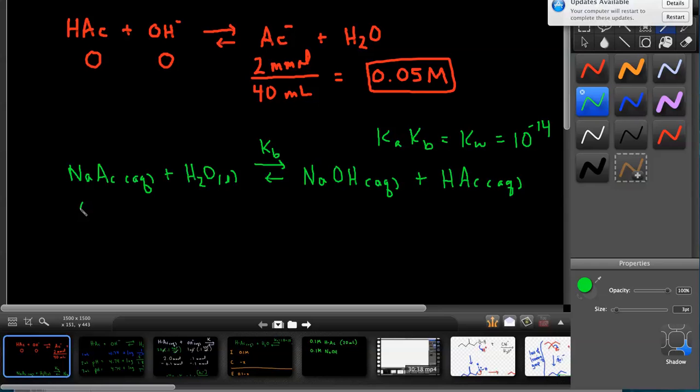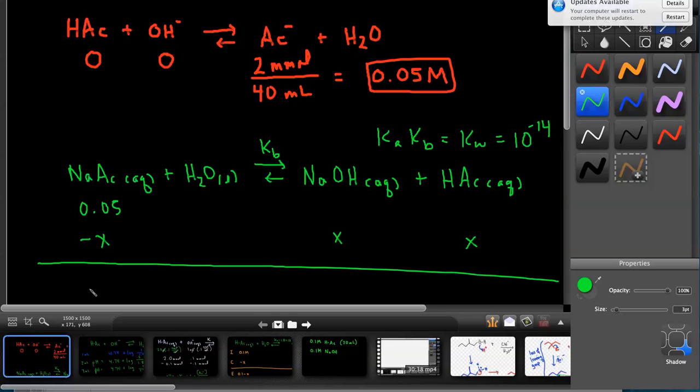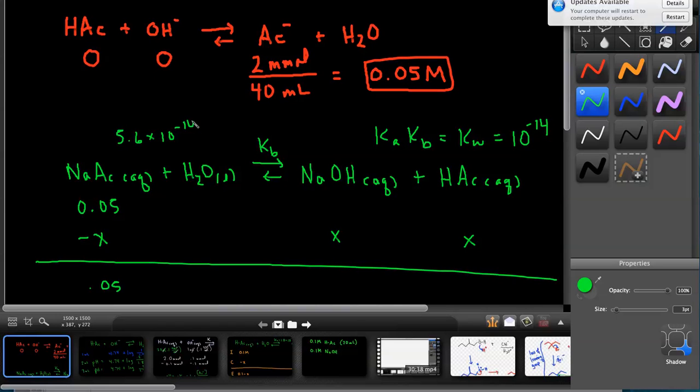We know that this is 0.05 molar. Once we solve our system for X with our ICE diagram, 0.05, again, this is still much larger than 5.6 times 10 to the minus 10. And I get that value by dividing 10 to the minus 14 by the Ka of acetic acid.